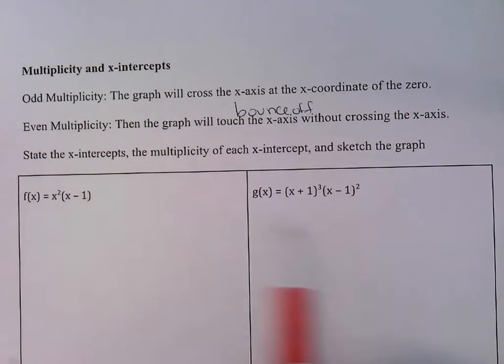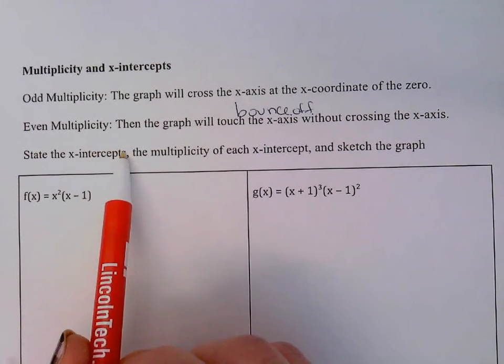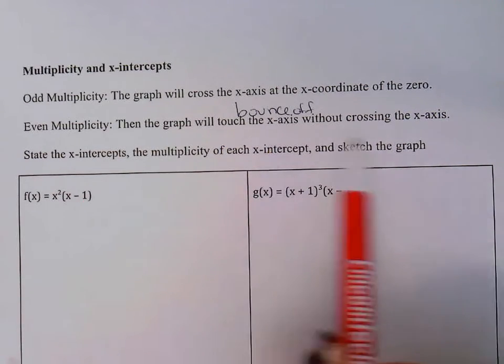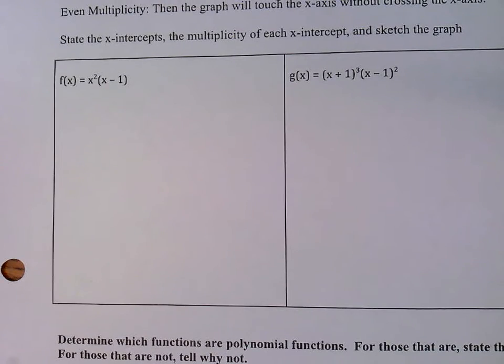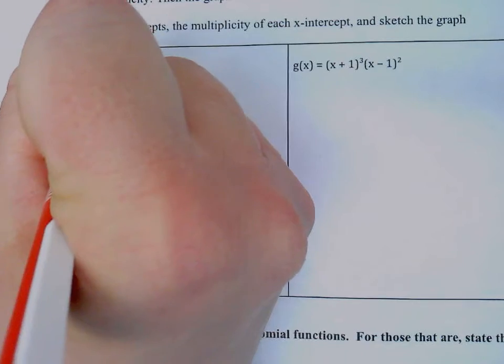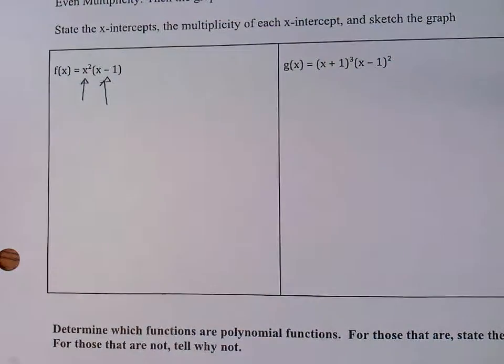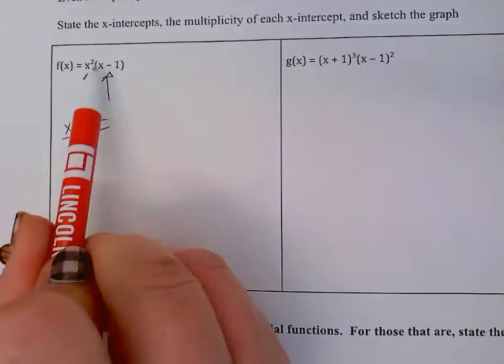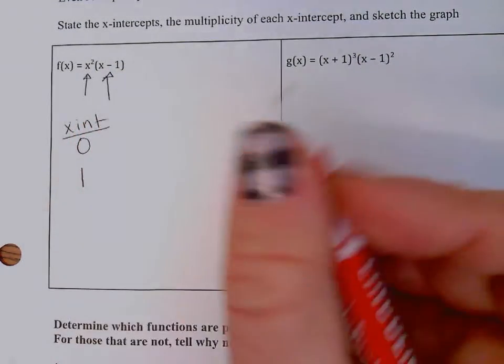So for these two examples, we're just going to state the x-intercepts, or the zeros, what the multiplicity is, and then sketch the graph. So for this, they're both in factored form, so that's nice. So what are my two x-intercepts? In factored form, my two x-intercepts are what and what? 0 and positive 1, right? Because 1 minus 1 is 0.